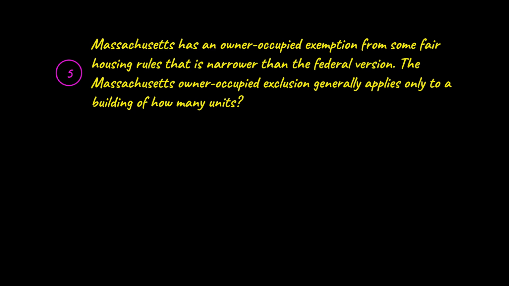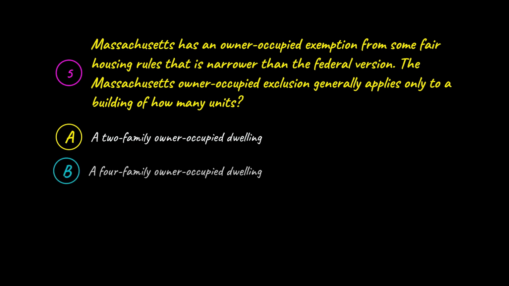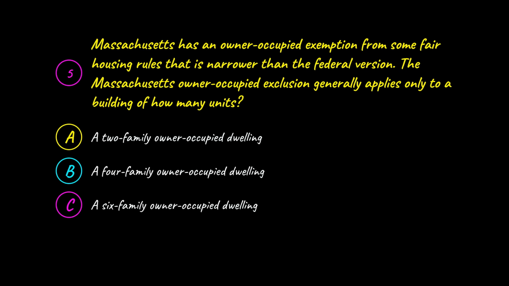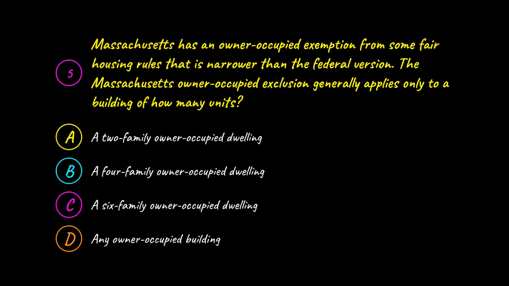Your options are: A. A 2-family owner-occupied dwelling. B. A 4-family owner-occupied dwelling. C. A 6-family owner-occupied dwelling. D. Any owner-occupied building. Pick one. Trust your gut. Here's your chance to test yourself.